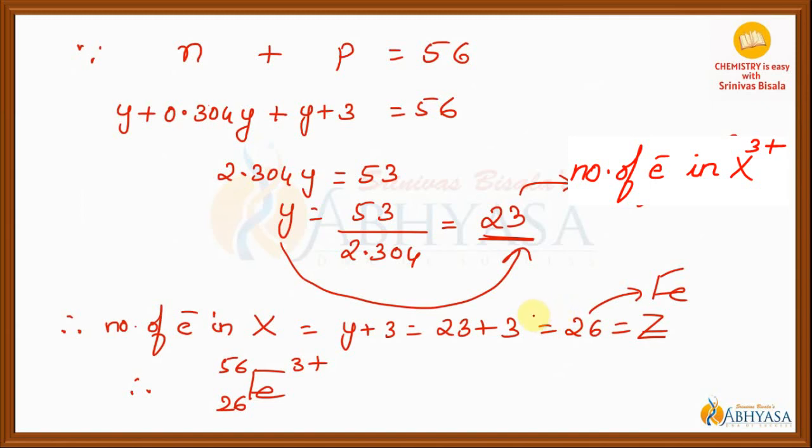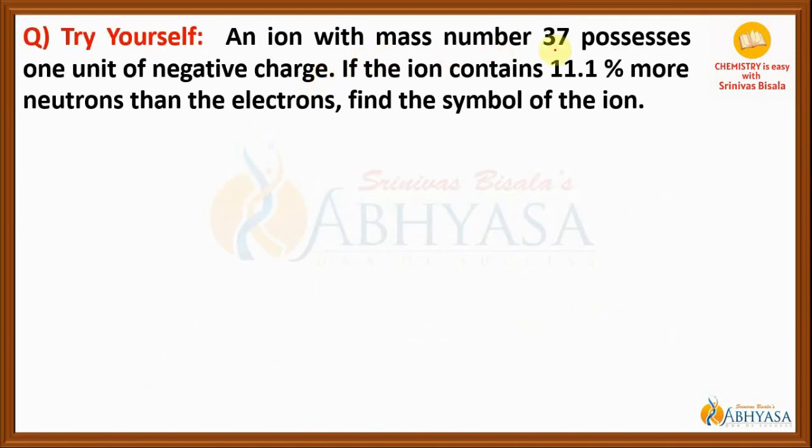And for practice, you can solve one more numerical. Here it is. An ion with mass number 37 possesses 1 unit negative charge. The calculation will not be the same as that of the previous one, because previously it was given as positive charge and here it is negative charge. The ion contains 11.1% more neutrons than electrons. You need to find out the symbol of the ion.